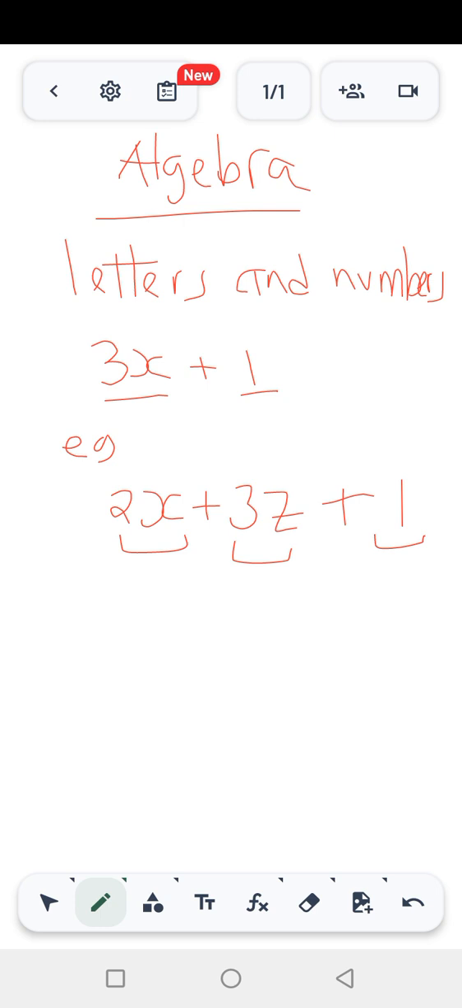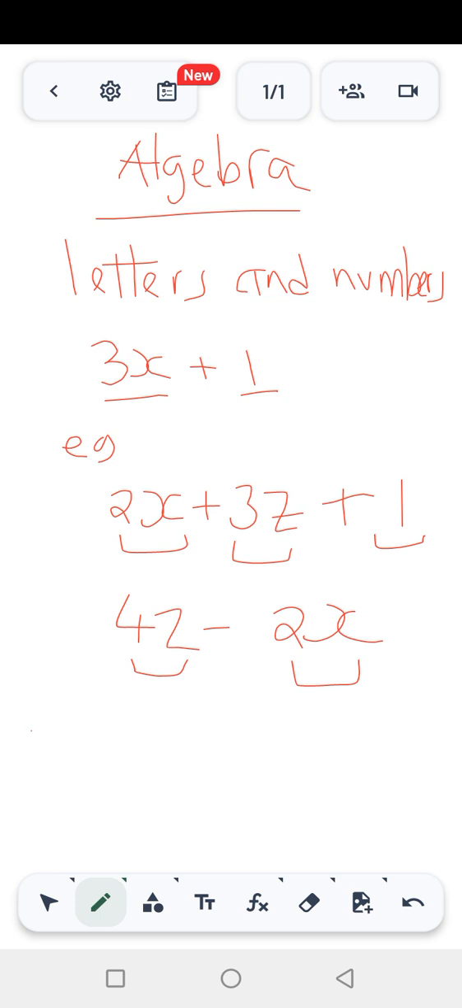Even if it was 4z minus 2x, still here I have two terms. Why? Because the plus and minus sign always separates two terms. So I have two terms here because I have the minus sign. This is my first term, which is 4z, and the 2x is my second term. So you heard about terms.